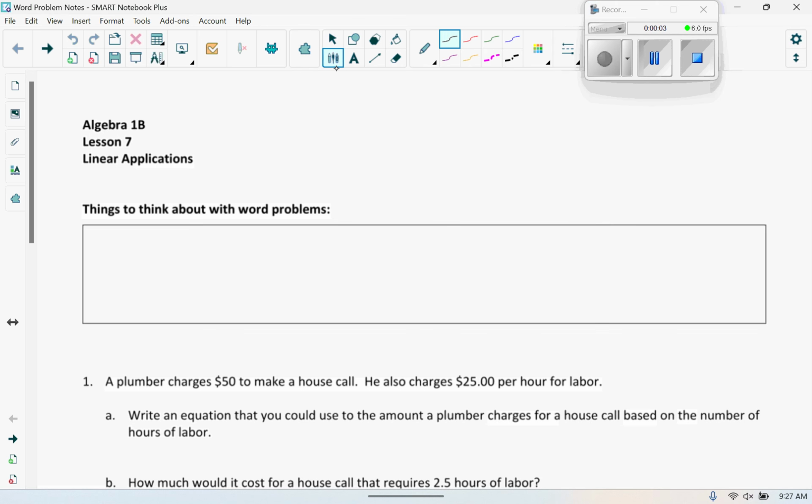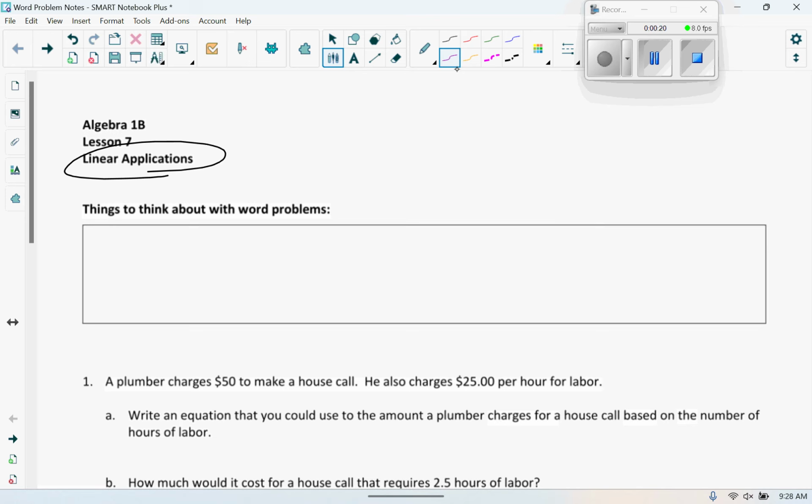Hi guys, today we're going to be talking about word problems. When you see the word linear applications, that's usually what they're talking about. And just a few things to think about with word problems. Especially with linear word problems, just think about what you've been given.